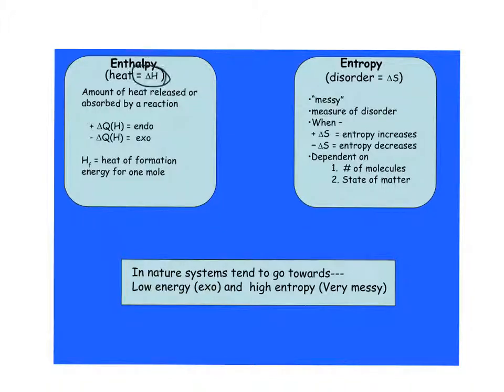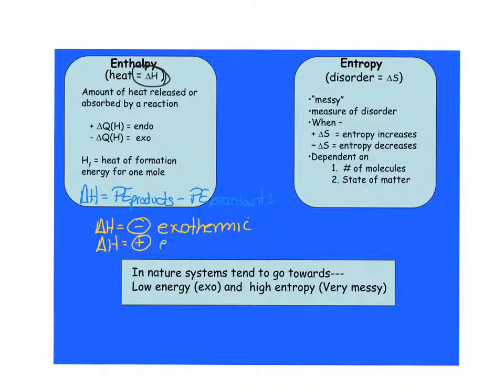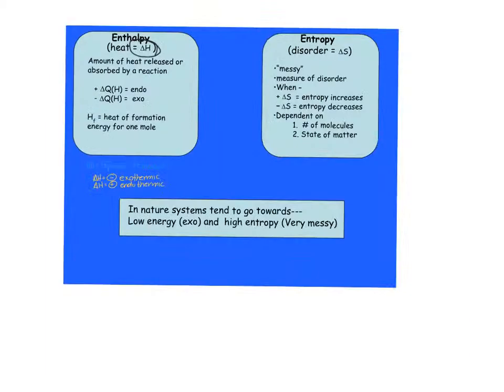Delta H, which is right here, is equal to the potential energy of the products minus the potential energy of the reactants. You can't really see that very well, but you will remember that when delta H is negative, it is an exothermic reaction. And if delta H is positive, it is an endothermic reaction. Okay, so I just wrote it again, but it really is the same thing as what is written right here.